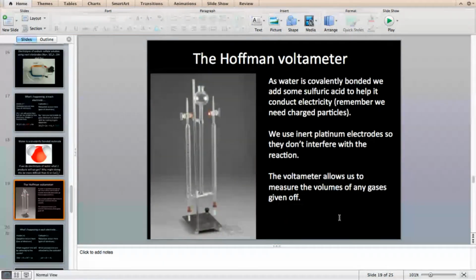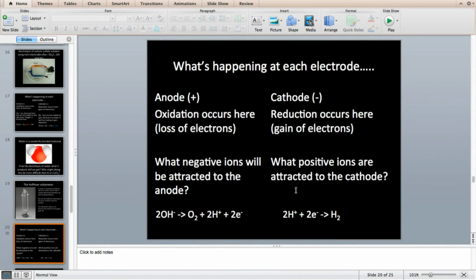This is the Hoffman voltammeter. You've probably seen one in my room, okay? We use inert platinum electrodes, and we have to add sulfuric acid to allow for the conduction of electricity through our solution. And again, you'll notice this is exactly the same. These are the same half equations. They look a little bit different, but it's essentially exactly the same as this one here.